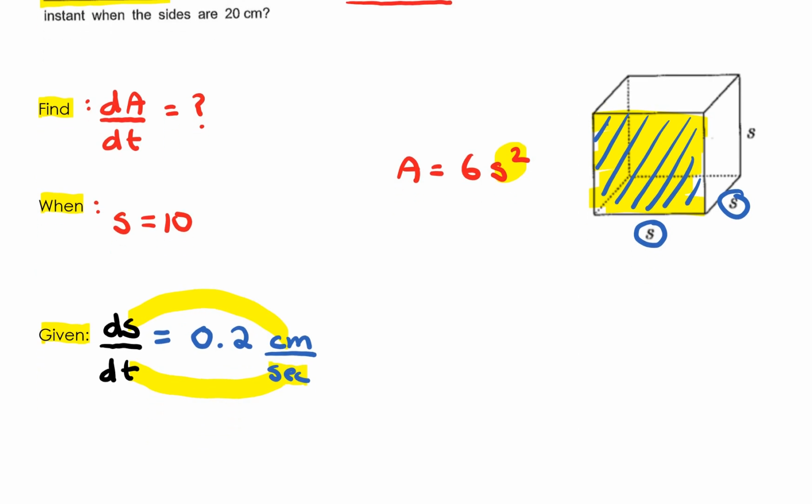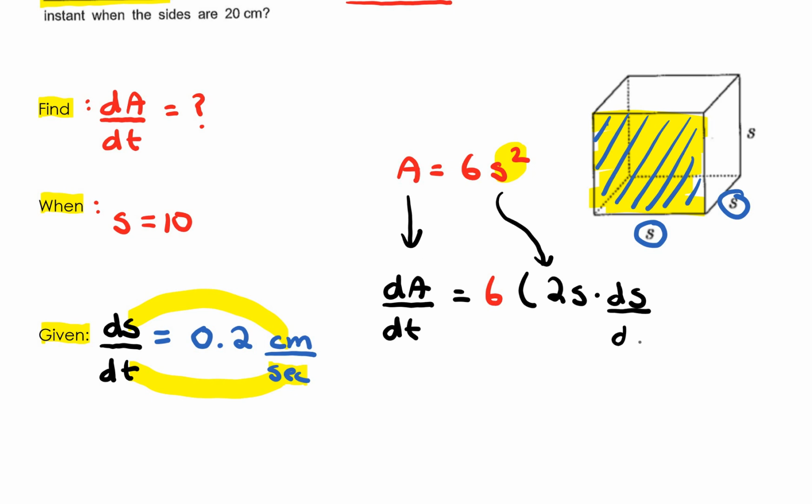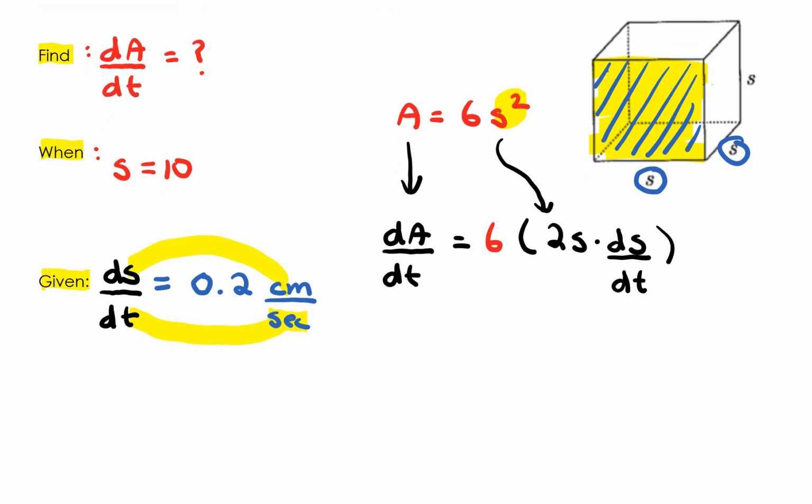From there, you can now take the derivative. The derivative of area with respect to time is dA over dt. Since I have a constant of 6, the 6 can remain on the side, and the derivative of s squared is 2s times ds over dt. From here, you can just plug in the numbers. I have 6, multiplied by 2, and this side is going to be 10, since we were given that the side is 10. And ds over dt is the rate that's been given to us, which is 0.2.